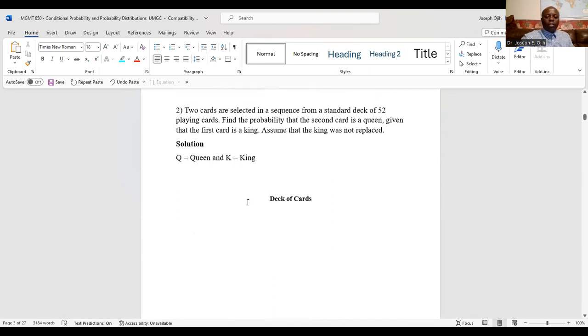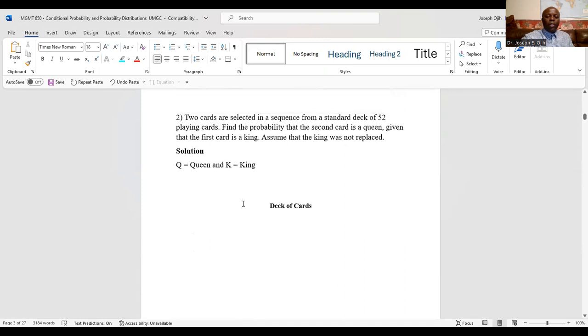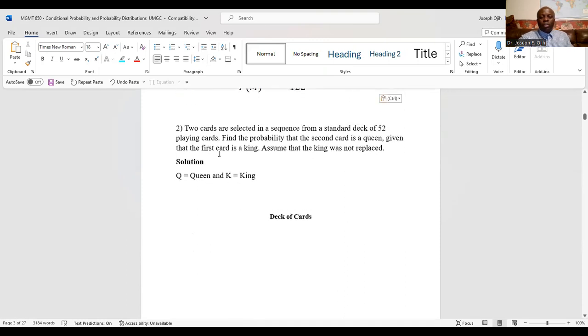So now let us look at another way it might occur. It might ask the question: two cards are selected in a sequence from a standard deck of 52 cards. Find the probability that the second card is a queen, given that the first card is a king.